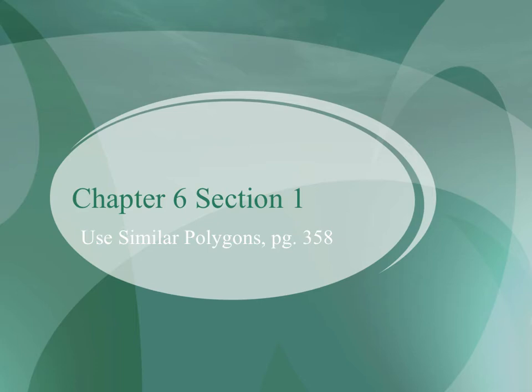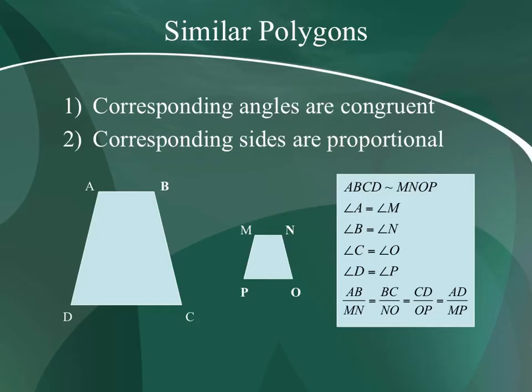Okay, today we are starting chapter 6. Today is section 1, and we're going to learn how to use similar polygons. At the beginning of the chapter, we're going to be talking about polygons in general. As we progress into the chapter, we're going to get more specific, and we're going to learn shortcuts for proving triangles similar. Just like we had the shortcuts for proving triangles congruent, we have shortcuts for proving triangles similar. But for right now, it's just polygons in general.